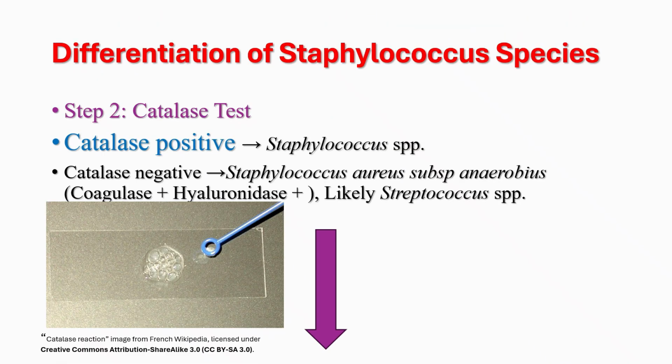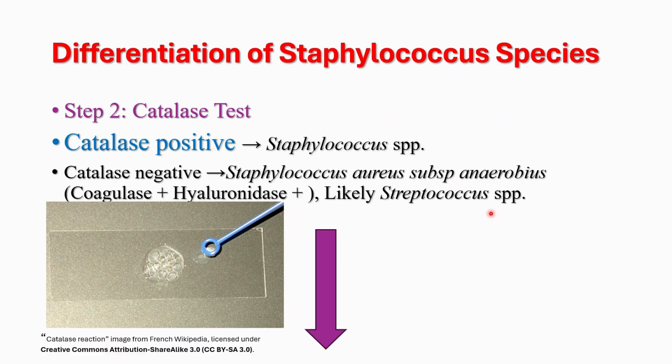The second test that we will conduct to differentiate the Staphylococcus species is the catalase test. It will help to differentiate Staphylococcus from other gram-positive cocci. Catalase is an enzyme that will break down hydrogen peroxide into water and oxygen, producing visible bubbles. You can see in this slide. If bubbling occurs, the organism is catalase positive, which is very typical for Staphylococcus species. If the organism is catalase negative, it will more likely belong to the genus Streptococcus.